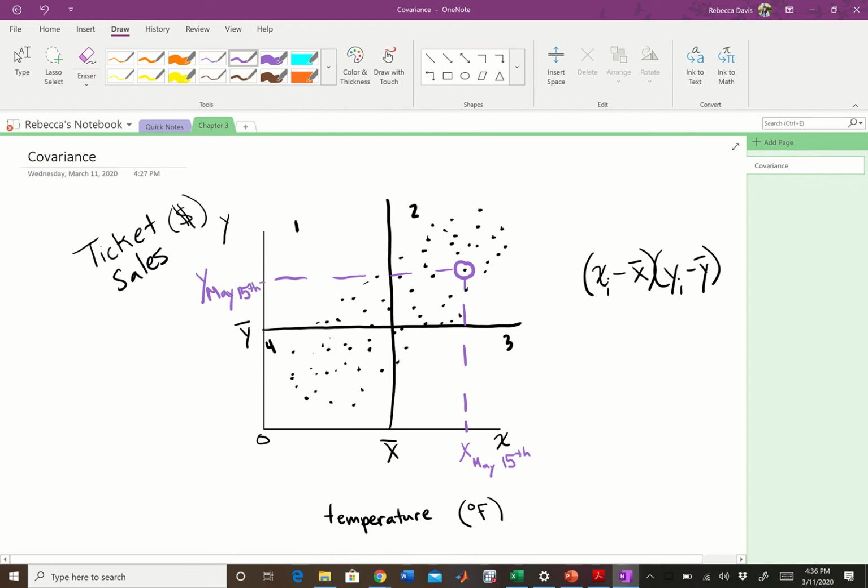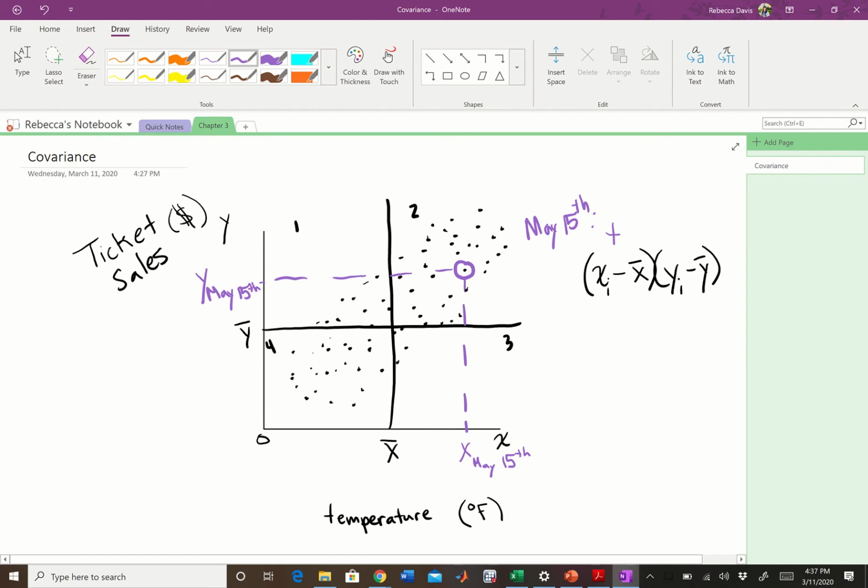Okay, now let's write this out. So for May 15th, take a look at what the numerator of your covariance formula would look like. So xi minus x bar. Let's take a look at this first parentheses. The xi value for May 15th actually sits, this purple guy, above x bar, which means everything in these parentheses would give you a positive number.